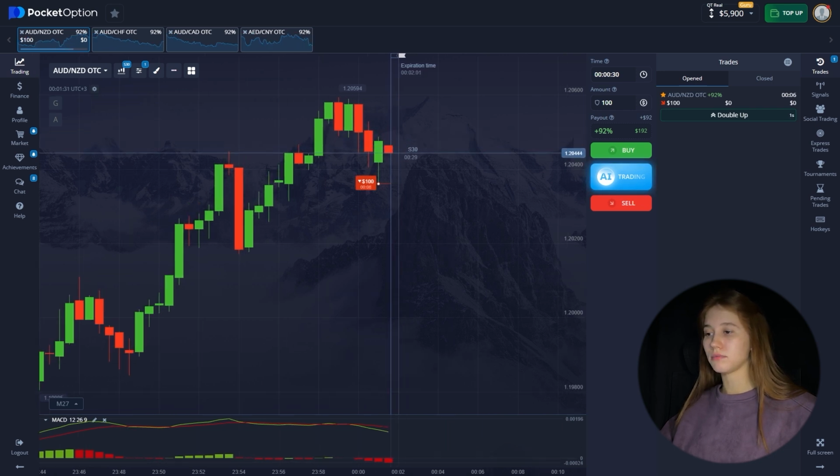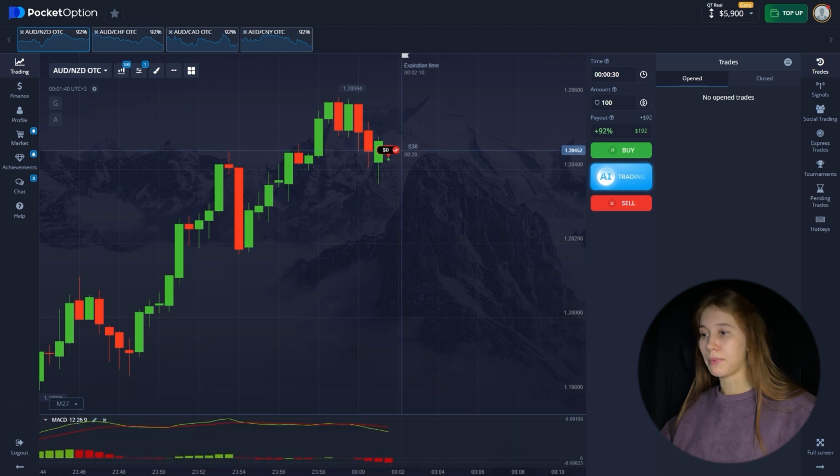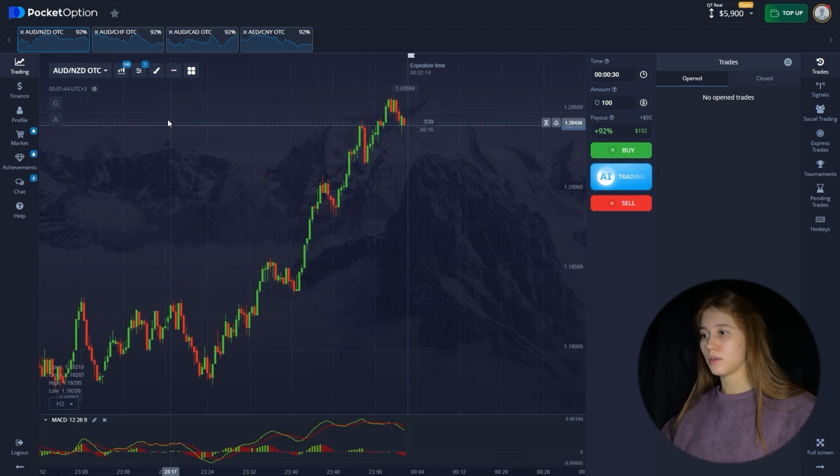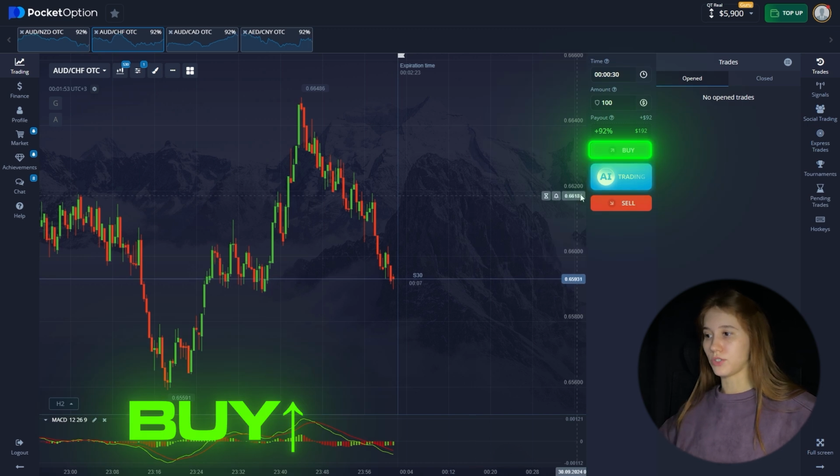This deal, yeah, we see 6 seconds left. Yeah, it's not working. We see a minus balance, so we're minus $100. So we see this. Don't forget about this strategy.